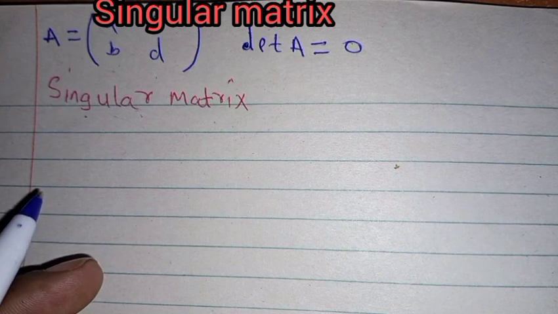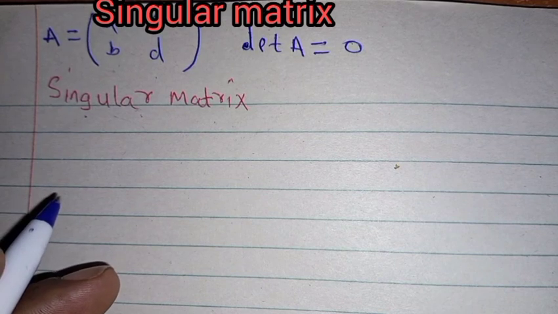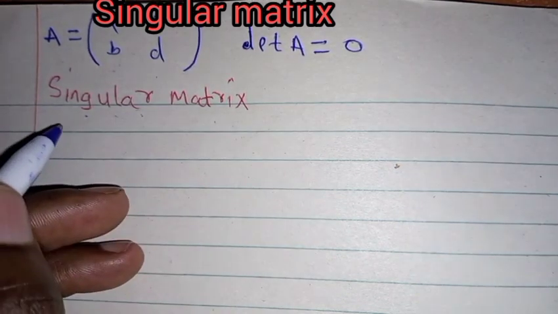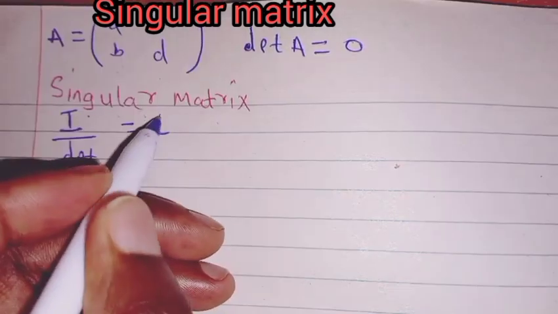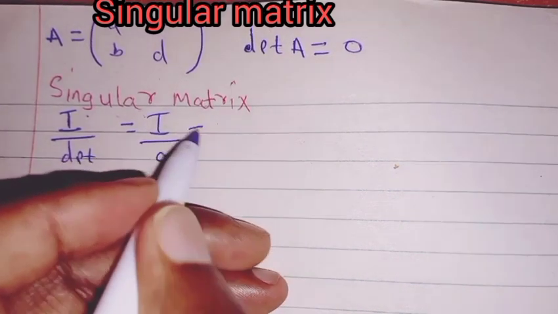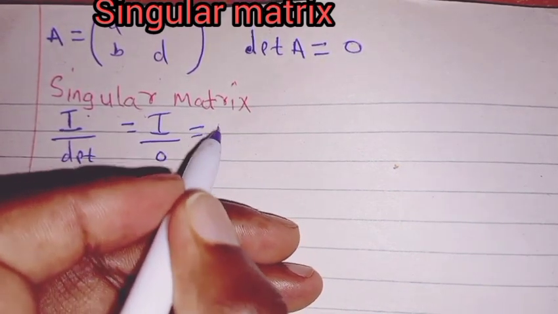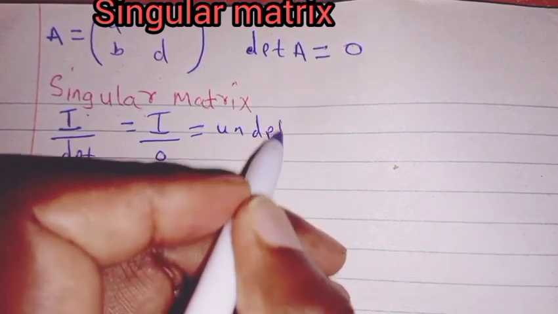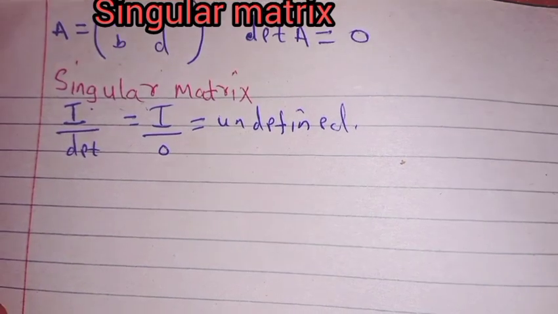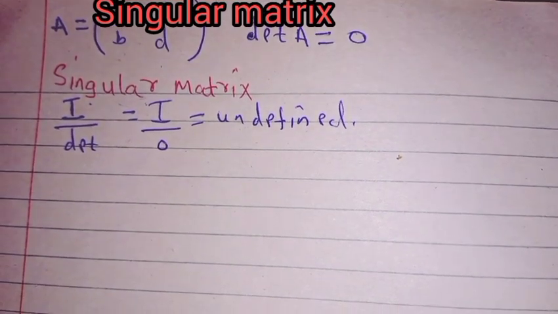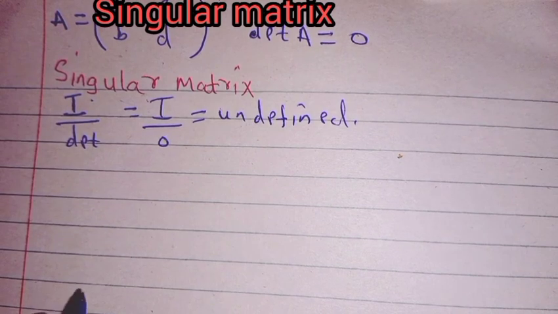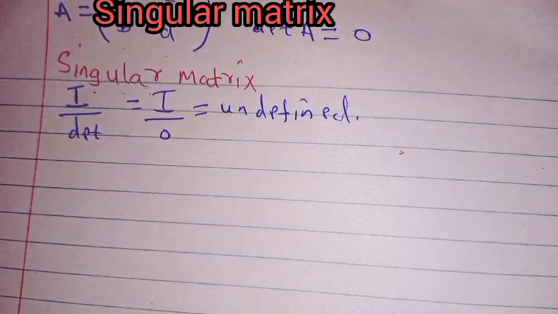A singular matrix has no inverse. Why? Because when the determinant is equal to 0, a number divided by 0 is undefined. So now, to identify whether a matrix has an inverse, all you do is get the determinant.